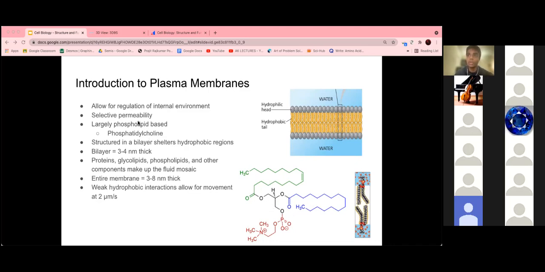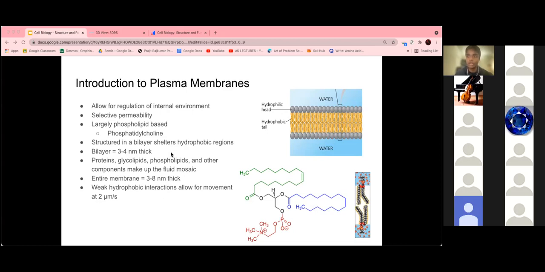Membrane phospholipids are structured in a bilayer, in which a membrane is composed of a double layer of phospholipids, which you can see right here. The bilayer exposes the hydrophilic heads to water while sheltering the hydrophobic tails. And this forms a structure that is about 3 to 4 nanometers thick, which is the length of the two phospholipid molecules next to each other.